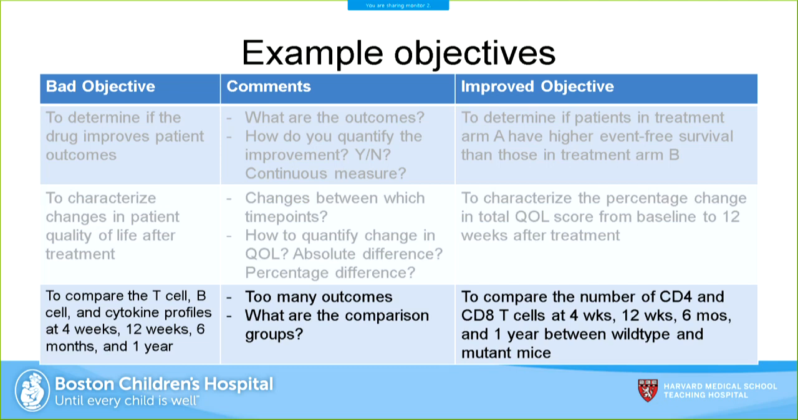And then finally, this is something that I see very often when working with investigators: to compare the T cell, B cell, and cytokine profiles at 4 weeks, 12 weeks, 6 months, and 1 year. So basically, there's too many objectives, too many outcomes in a single objective. And when we say compare, we need to specify what the comparison groups are. So the improved objective would be to compare the number of CD4 and CD8 T cells at 4 weeks, 12 weeks, 6 months, and 1 year between wild type and mutant mice. So these are just some examples. In your own research study, you have to think about what makes sense for your own study.